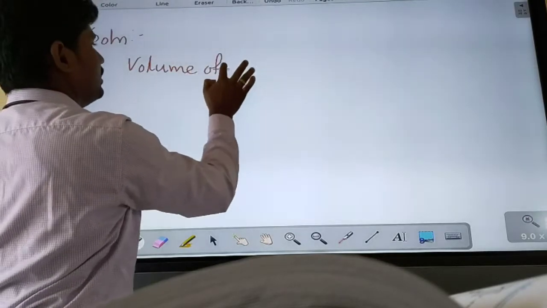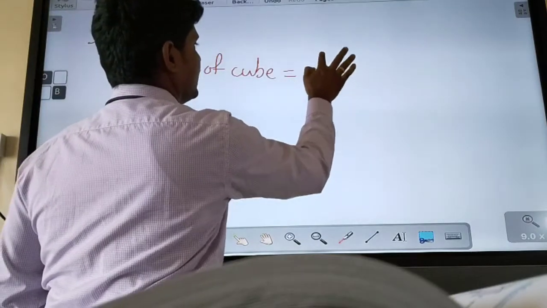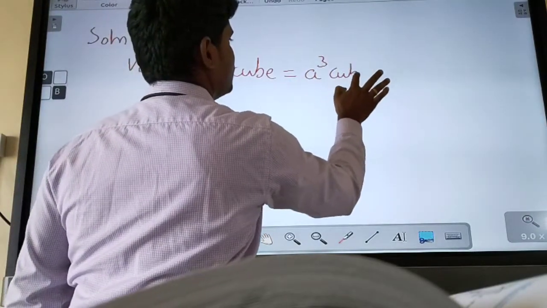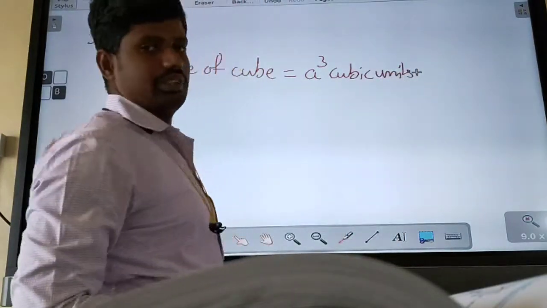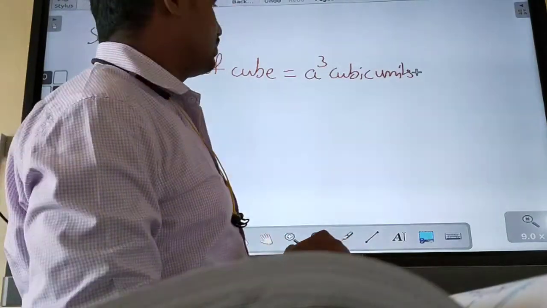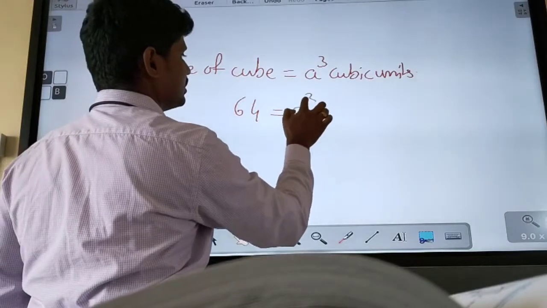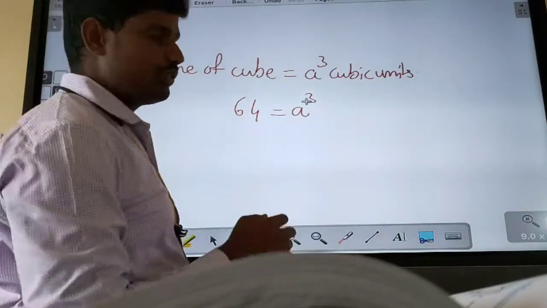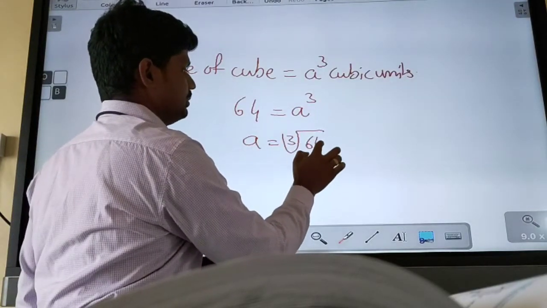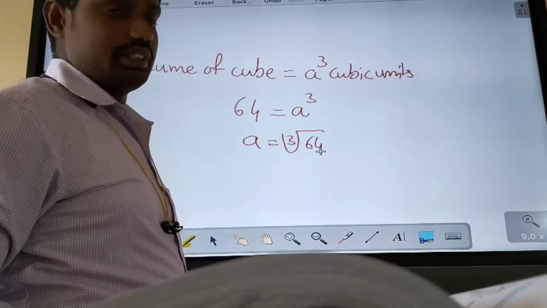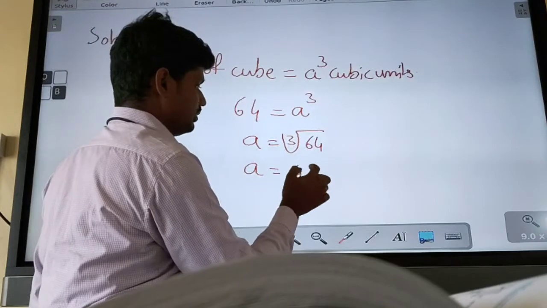Volume of cube formula: volume of cube is equal to a into a into a, or a³ cubic units. Already volume is given, 64. So 64 is equal to a³. We should find the value of a. a is equal to the cube root of 64. Cube root of 64 means the same number multiplied 3 times. Which number, children? 4 into 4 into 4. 64 is 4³, no?